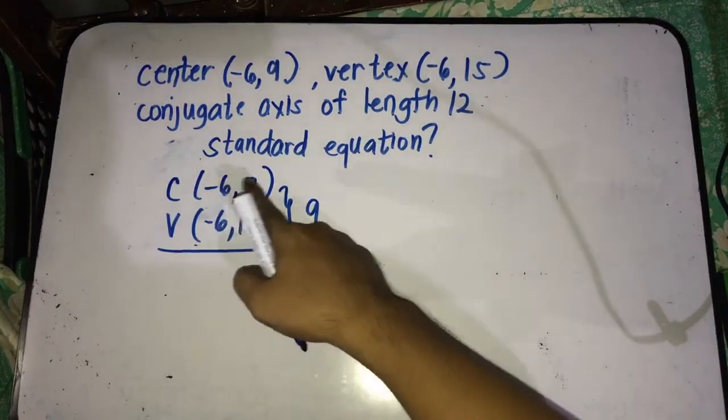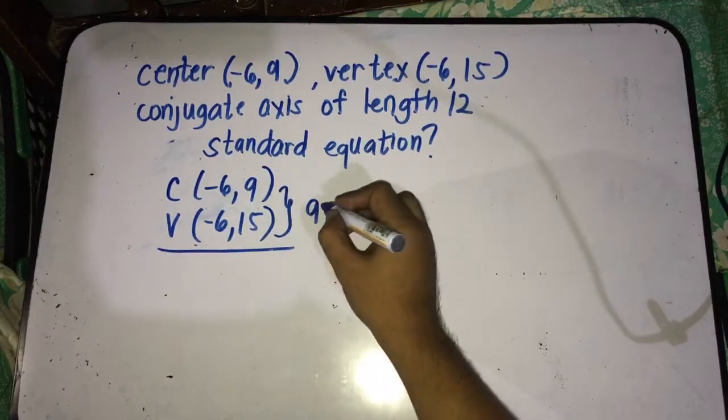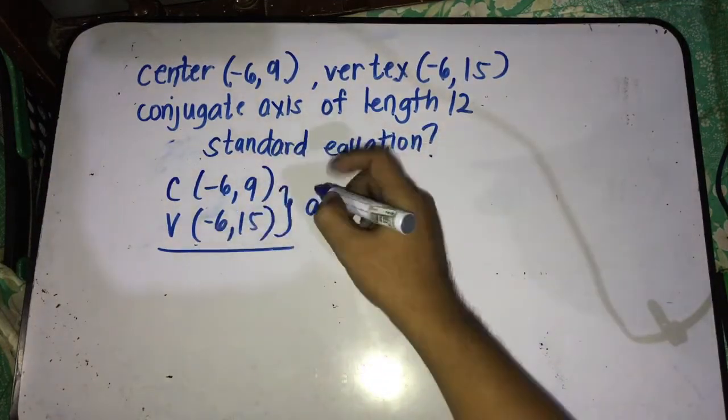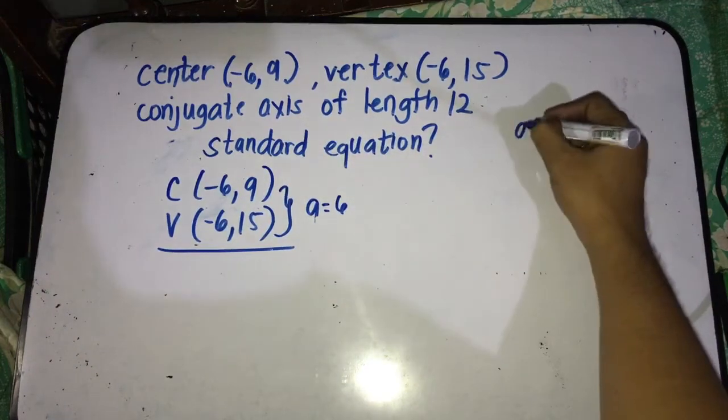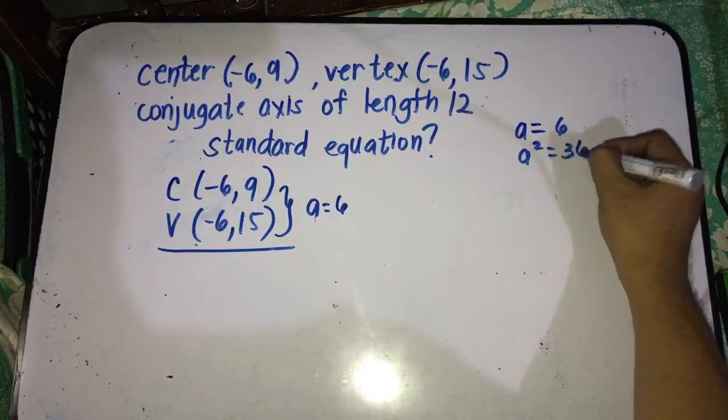At alam natin na mula sa center papunta kay vertex, that is a. Okay. So, dun tayo sa hindi magkamuka. 9 minus 15 is what? That is negative 6. Get the absolute value, which is 6. Therefore, if a is equal to 6, a squared is equal to 36.